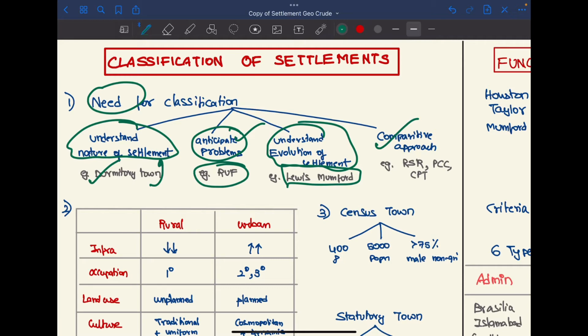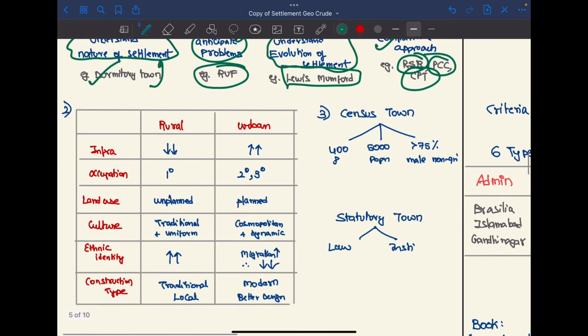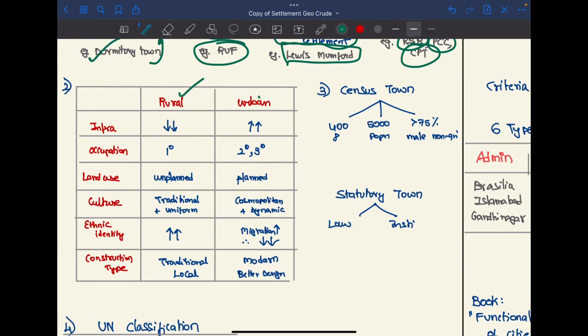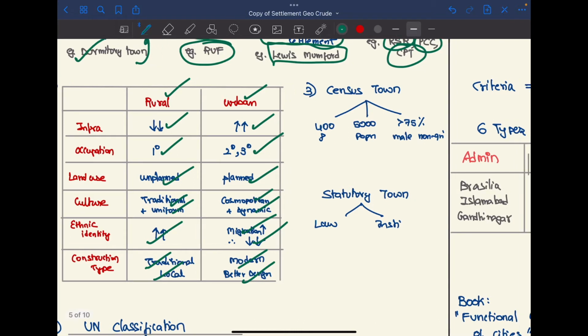And for the comparative approach, for example, using the rank size rule, primate city, and CPT. The first type of classification is between rural and urban. Here infrastructure will be poor, here it will be better. Agricultural related, manufacturing and services; it will be planned; traditional and uniform culture, cosmopolitan and dynamic culture; high ethnic identity, because of migration high diversity, therefore low ethnic identity; traditional materials with local traditional designs, with local building materials; better designs with modern building materials.